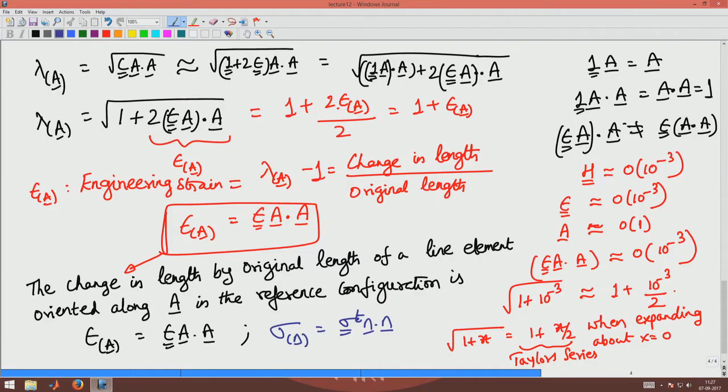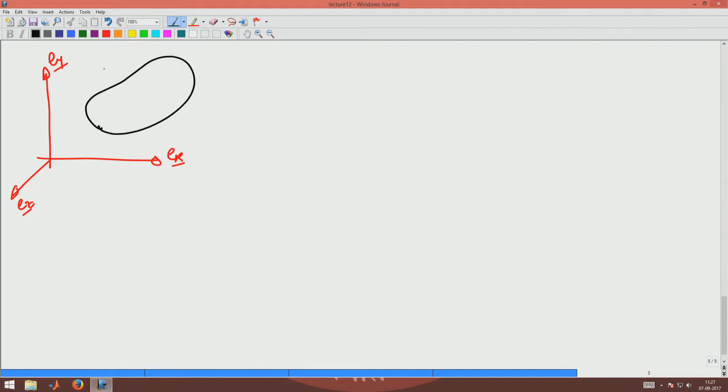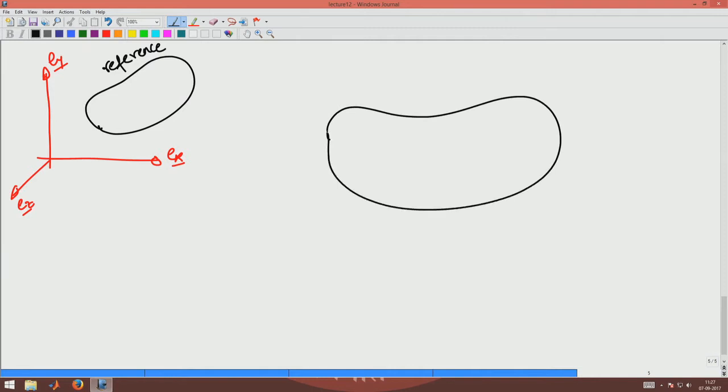Now, let us go about computing the angle change. Okay. Now, let us say I have a coordinate system E x, E y, E z, and I have this body in the reference configuration, a potato. I have the same body in the current configuration.